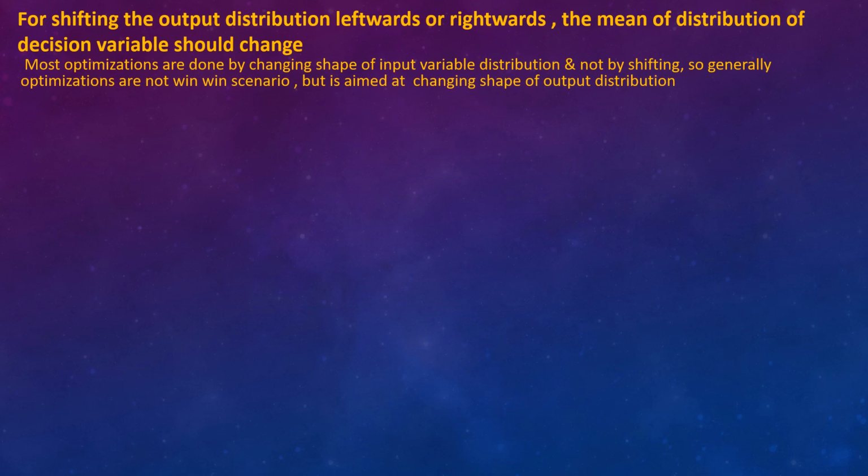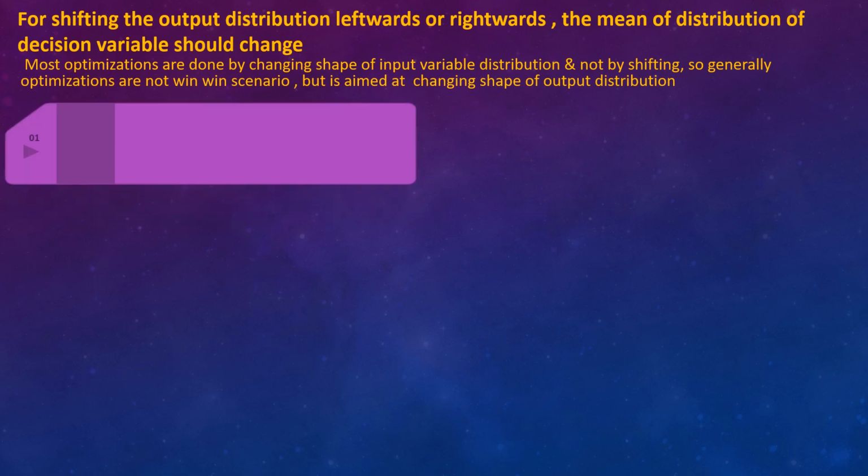Now for shifting the output distribution leftwards or rightwards, the mean of the distribution of the decision variable should change. Most optimizations are done by changing the shape of the input variable distribution. So generally optimizations are not win-win scenarios, but are aimed at changing the shape of the output distribution.